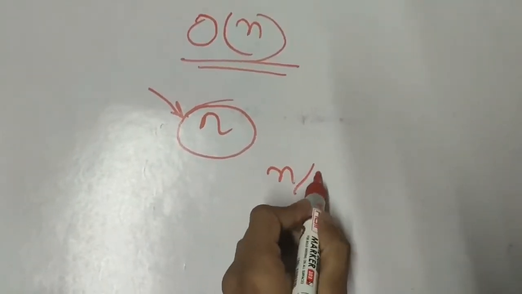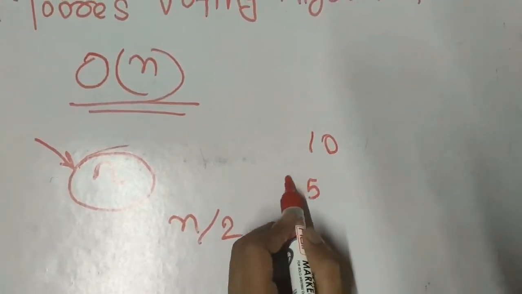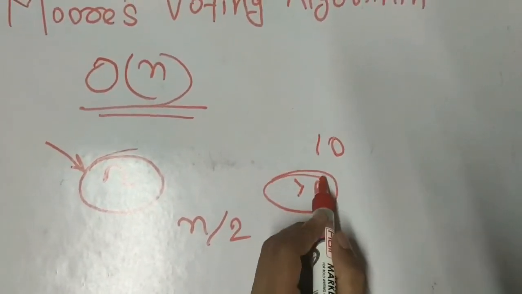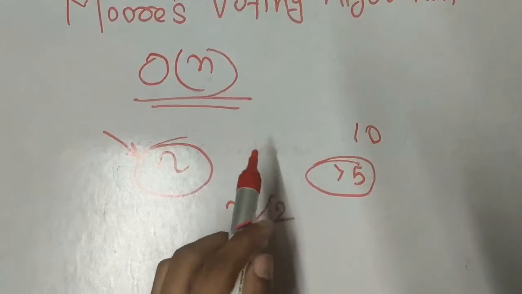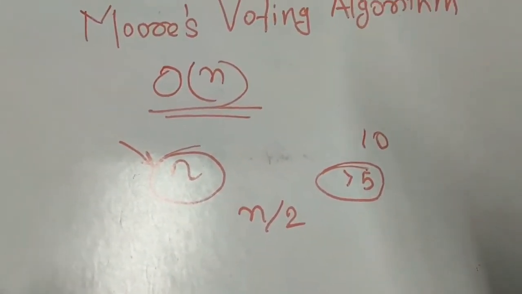Obviously greater than n by 2 seats. If there are 10 seats, then the party which will have greater than 5 seats will obviously win. So in here we have a similar scenario. So what is the logic behind Moore's voting algorithm?